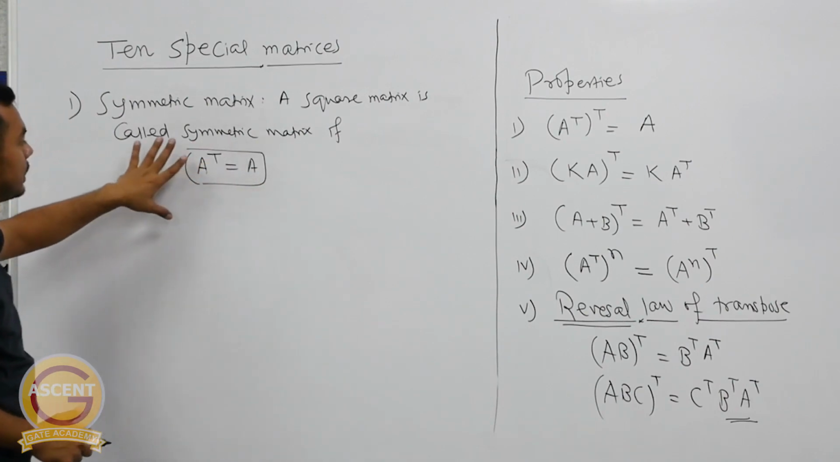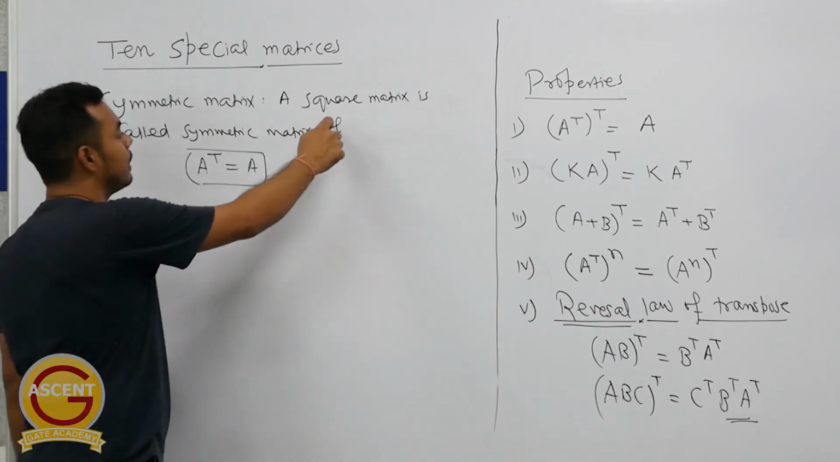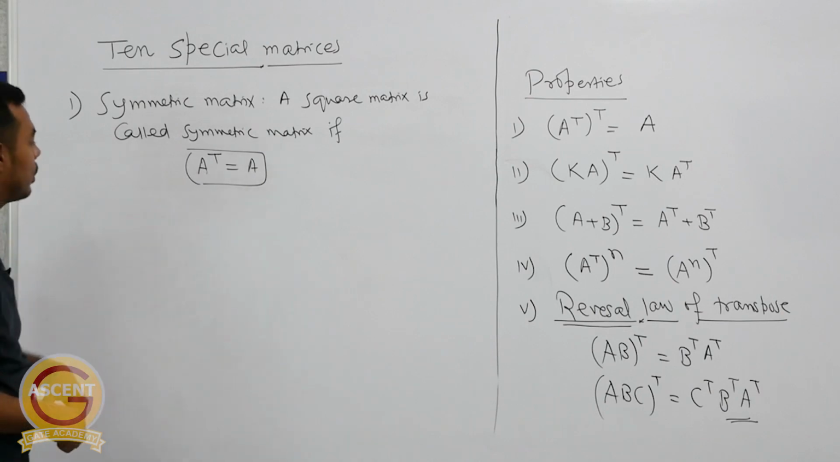We are now going to see some properties of symmetric matrix, and we'll also see the second definition of symmetric matrix, with the help of which you can directly answer whether a matrix is symmetric or not.